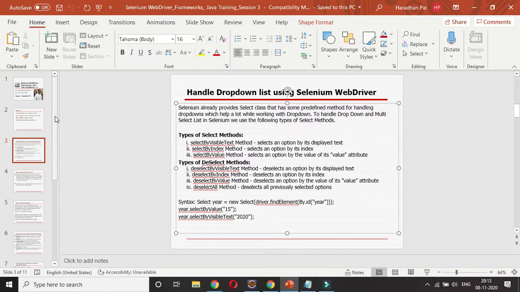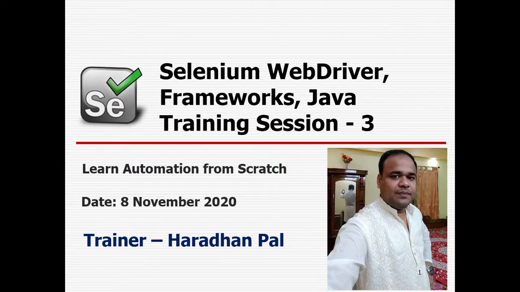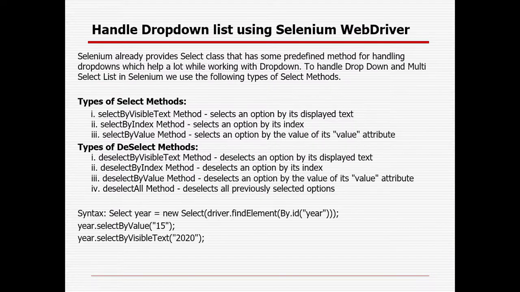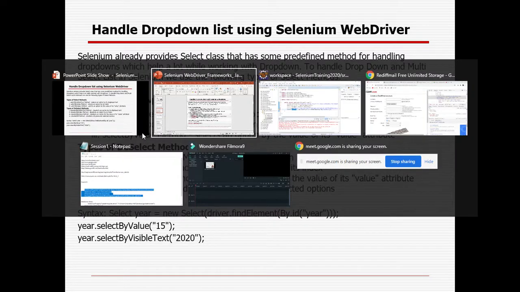Let me enlarge it. Okay, so these are the three types of methods available, right? I can select by visible text, I can select by index, I can select by value. So visible text, I will first go by index. Suppose, what is the index here?